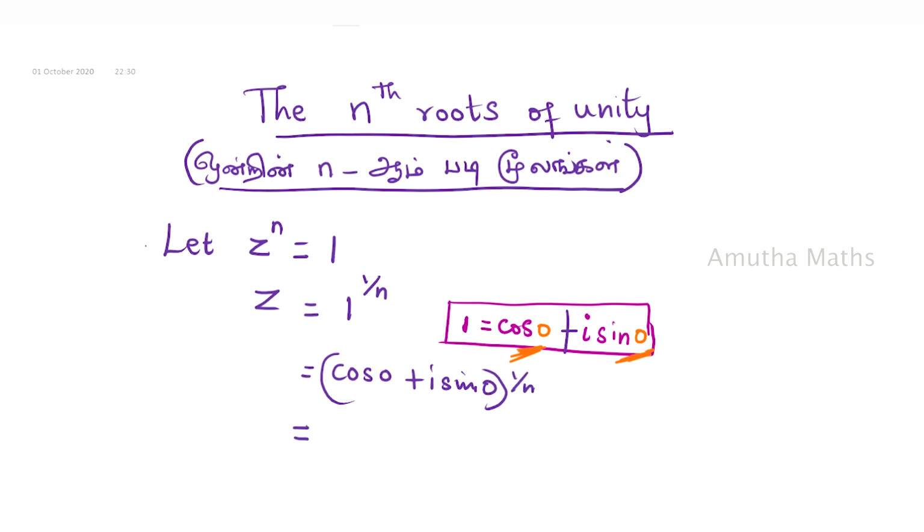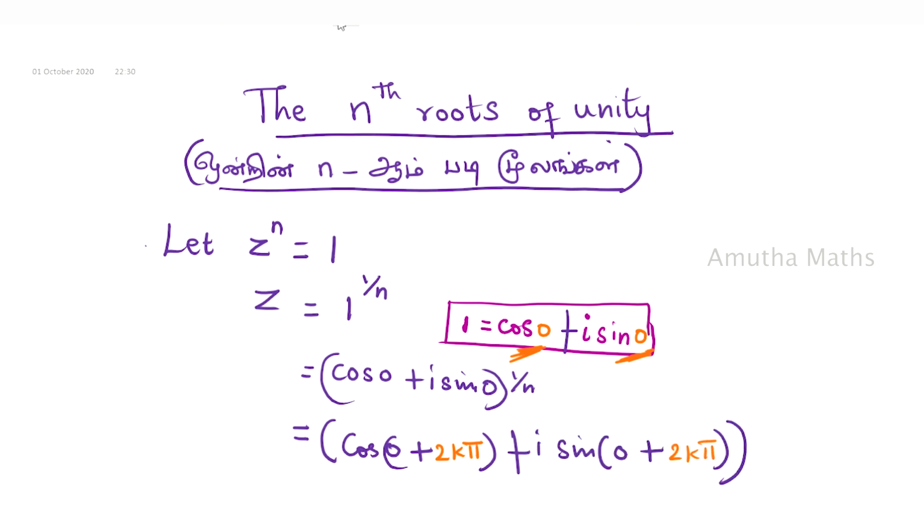Right? So to get the general value, we have to add 2k pi with the angle. Here the angle is 0. So add 2k pi with 0. So what will you get? cos (0 plus 2k pi) plus i sin (0 plus 2k pi), the whole power 1 by n. Okay, so this is generalization. Generalization means we are adding 2k pi, right?